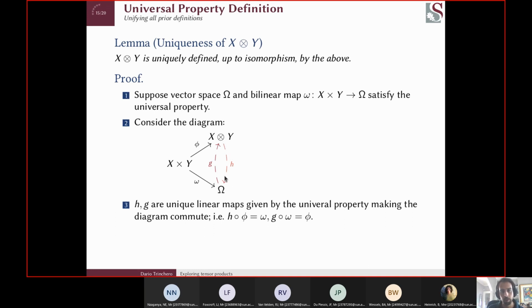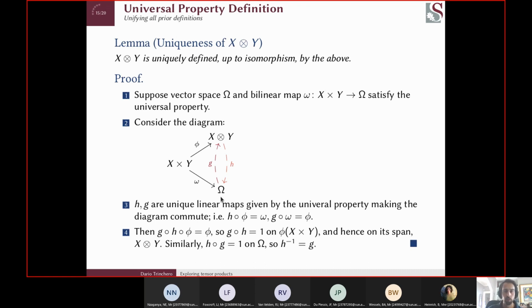It gives us this linear map H down to here because omega is bilinear, and it gives us a linear map G up to the tensor product because this map phi is bilinear. And we said that they both satisfy that universal property. So we get these two linear maps that make the diagram commute. In other words, phi composed with H is the same as doing omega, and omega composed with G is the same as doing phi.